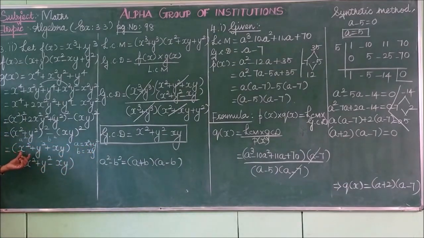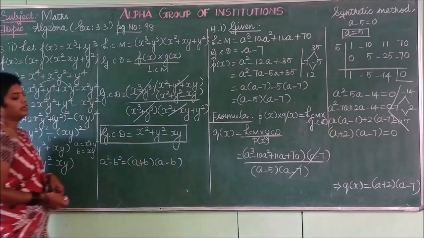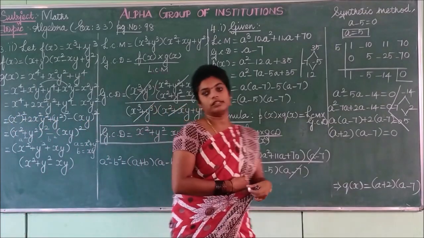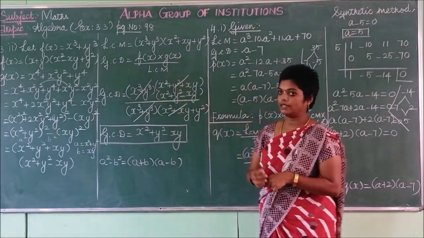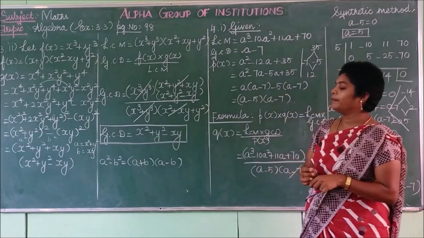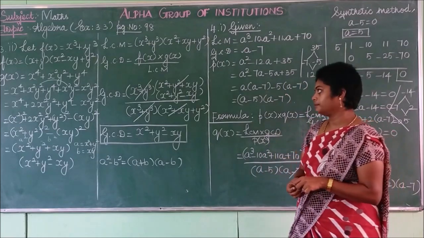So listen, a plus b into a minus b. A is x squared plus y squared plus xy into x squared plus y squared minus xy. Now you have a value for f of x and g of x. Then listen, LCM is also given in the question itself. So what is our LCM? LCM is equal to x cube plus y cube into x squared plus xy plus y squared.